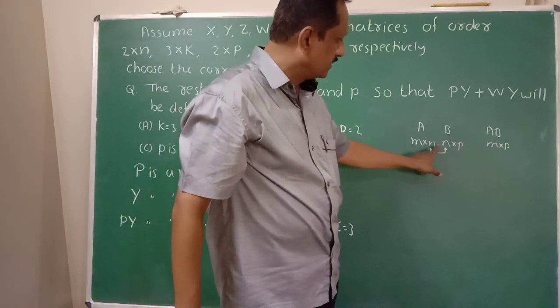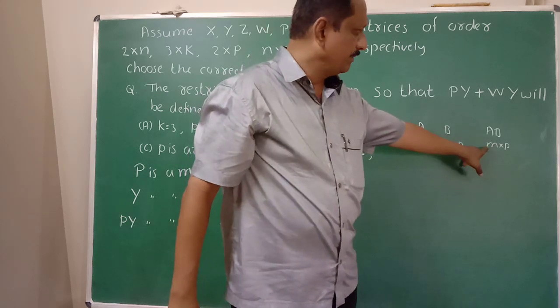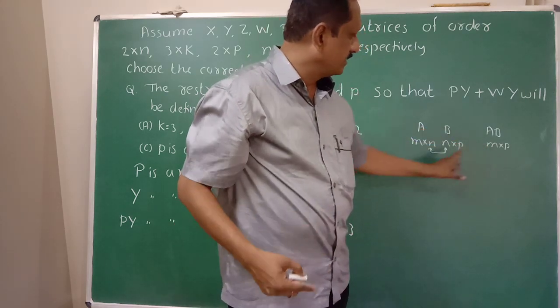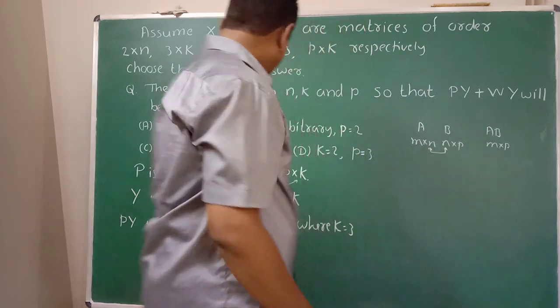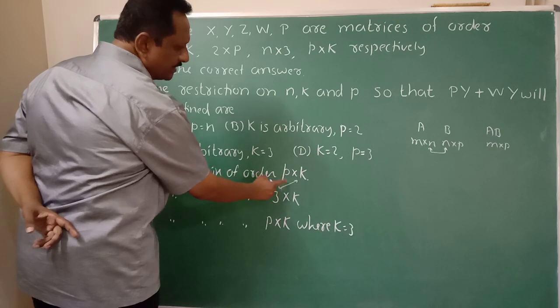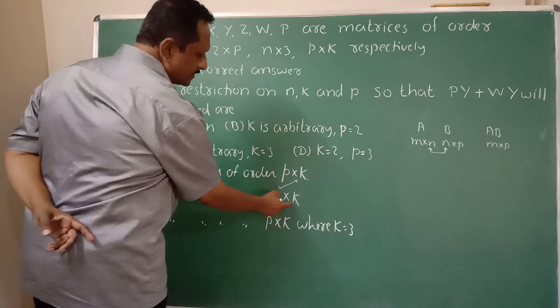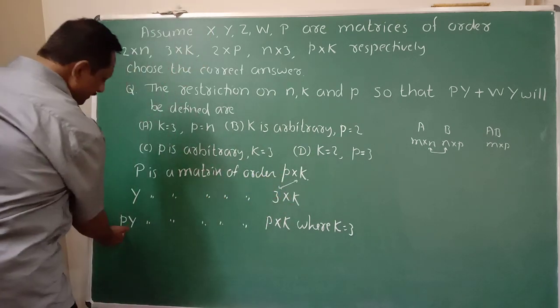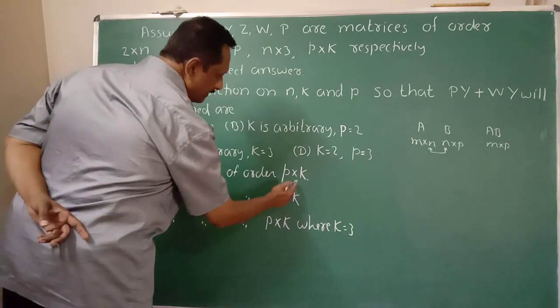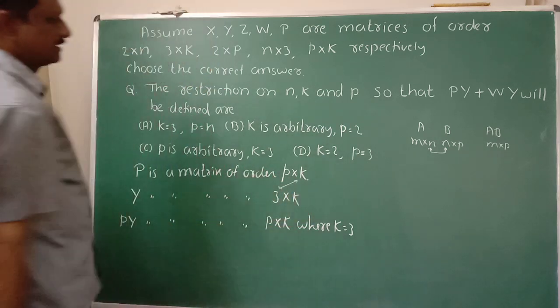If these two are the same, then only the product is defined. Then after multiplication you will get a matrix of order M into B. Therefore, if these two are the same, then only you can multiply. After multiplication you will get a matrix of order P into K. Hence PY is a matrix of order P into K, where K is equal to 3.